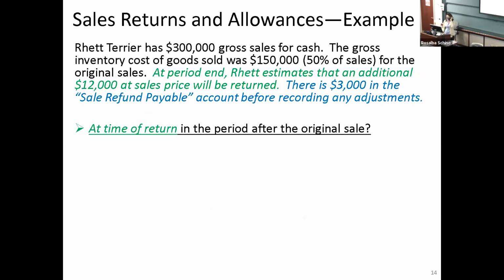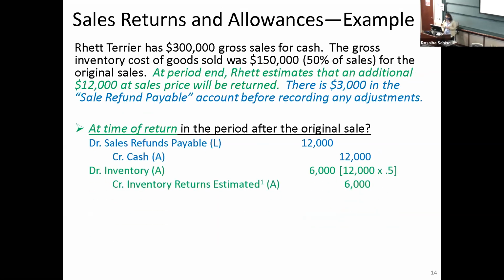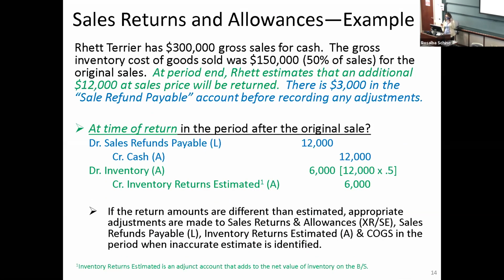So what if at the time of the return, what's going to happen? At the time of the return, let's assume that you actually get $12,000 of returns, then your liability will go down, your cash will go down. Your actual inventory will increase because you're going to reclassify inventory returns estimated to actual inventory. So that amount is no longer estimated, it's actual inventory. And by how much are you going to do it? By 50% of 12,000, which is the value of your cost of goods sold. Do you see here an impact on the earnings? Meaning, is there an impact on the income statement if you look at this?